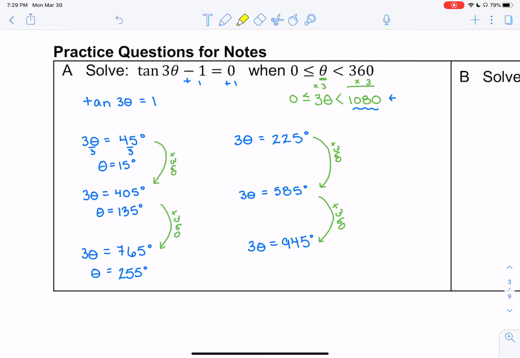And then let me go ahead and highlight those 3 solutions. And let's work over on the right side. Again, dividing by 3 on both sides, so I get theta equals 75 degrees. Here it's 195, and here it's 315. Okay, so I end up with 6 solutions. None of this math is extremely challenging, it's just new for you to look at trigonometry this way.